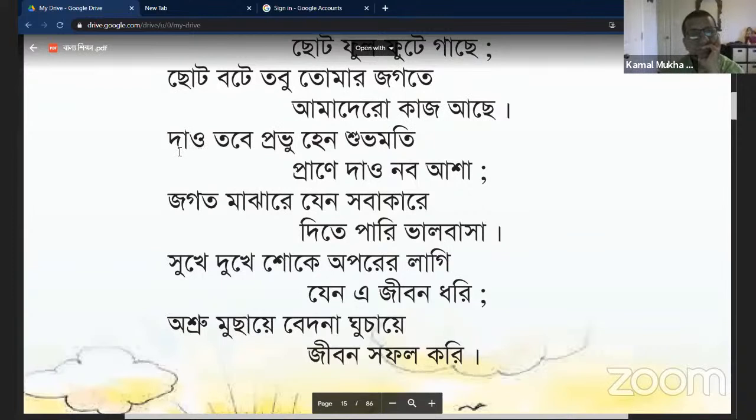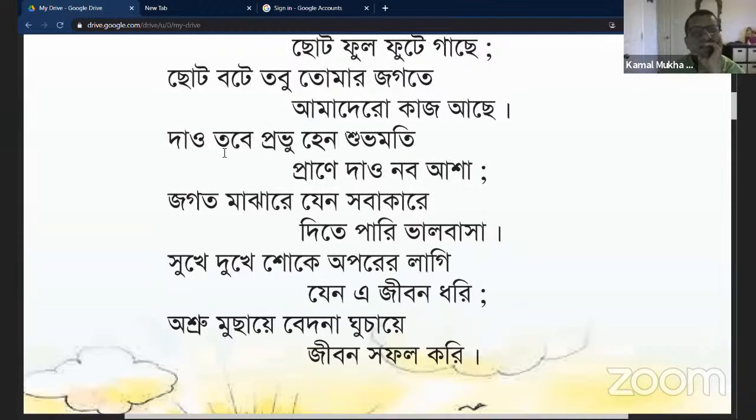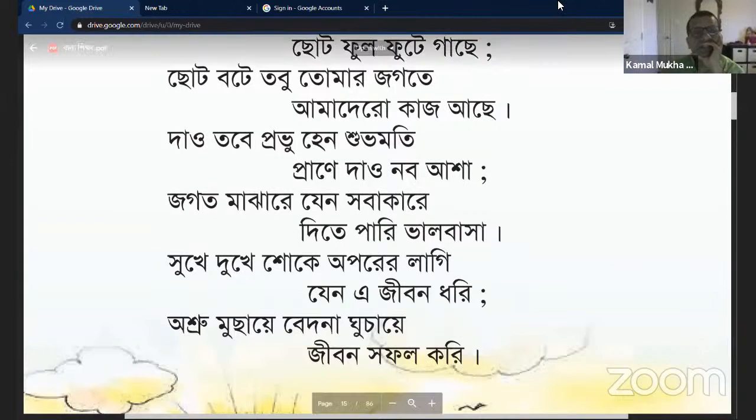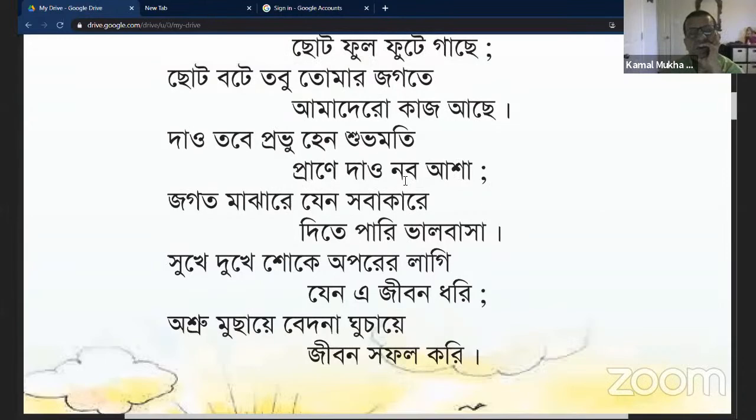Dao tobe prabhu heno shubhamati. My dear Lord, please bestow. Heno shubhamati, give us shubhamati, which means good intelligence. Prane dao nobo asha, give us new hope within our prani. What is prani? Here prani is mind, I guess. Prana is actually life, but in our mind, please give new hope.